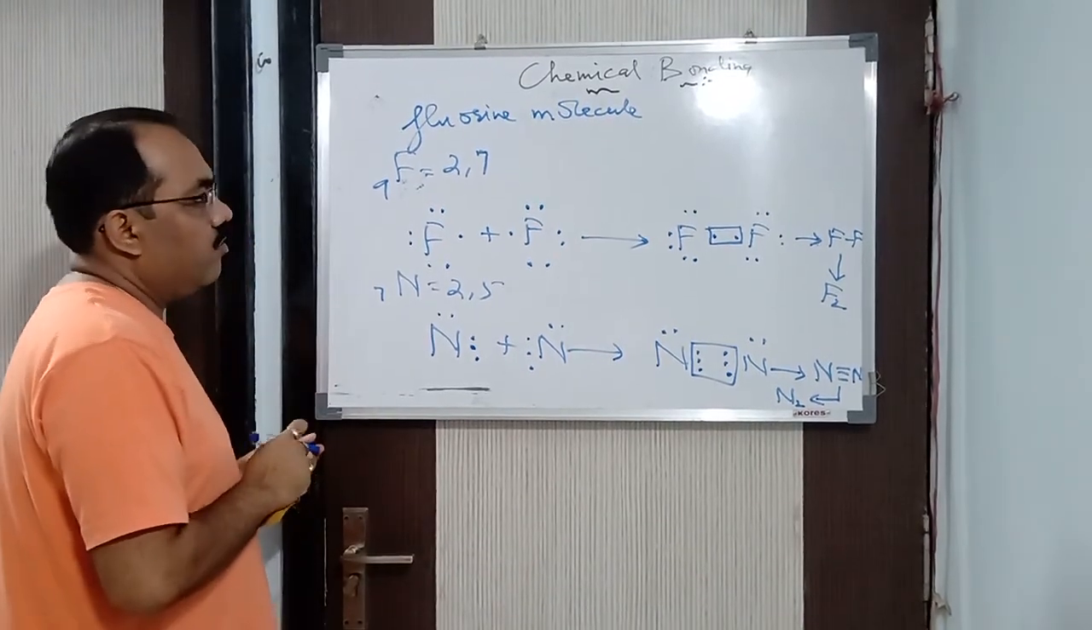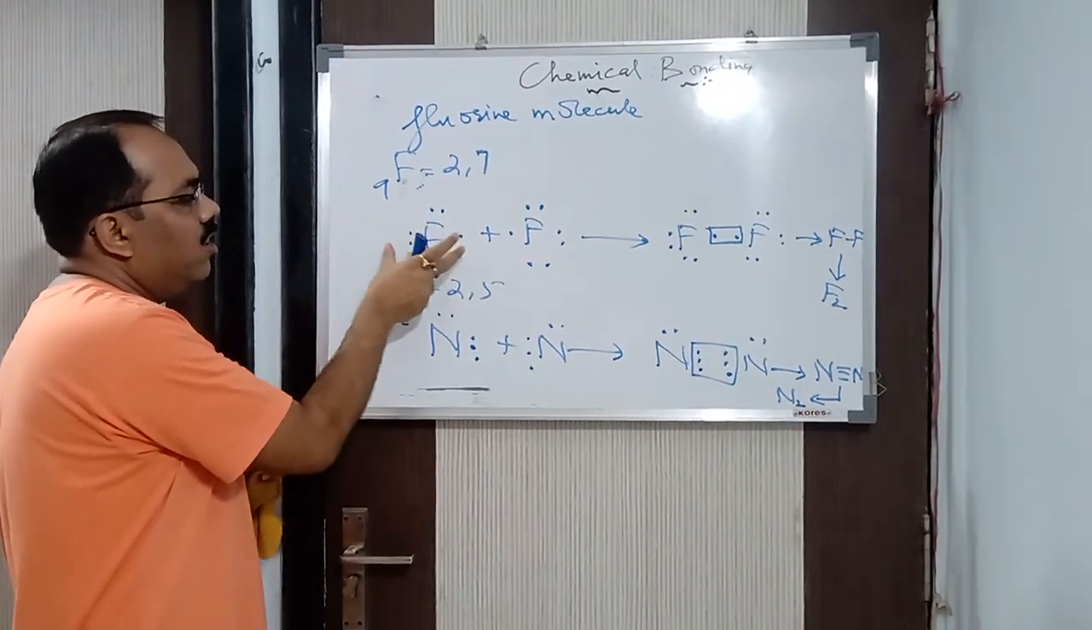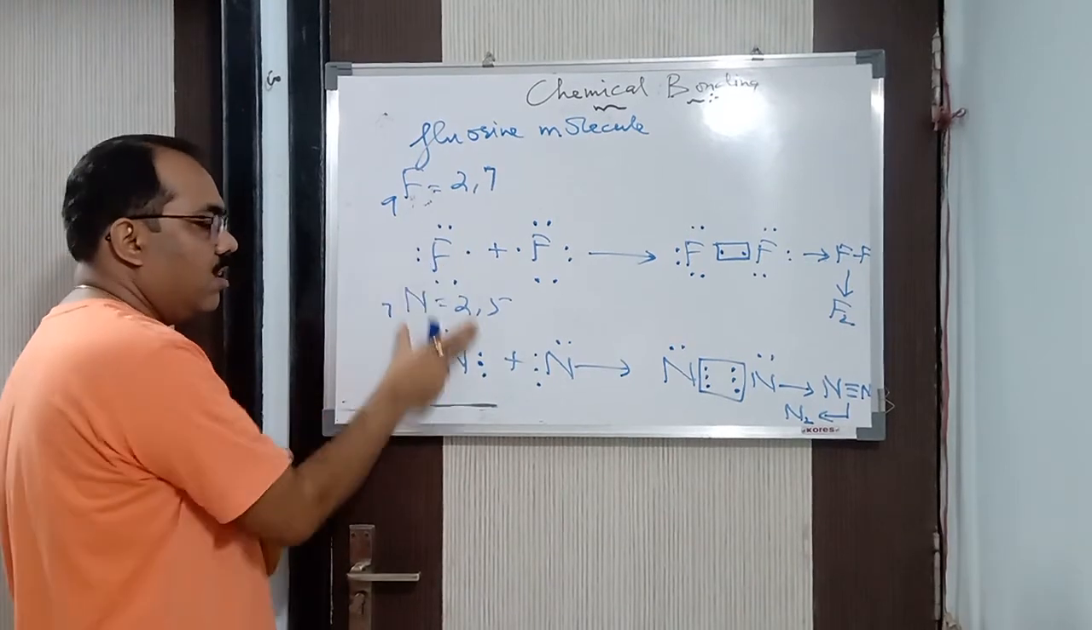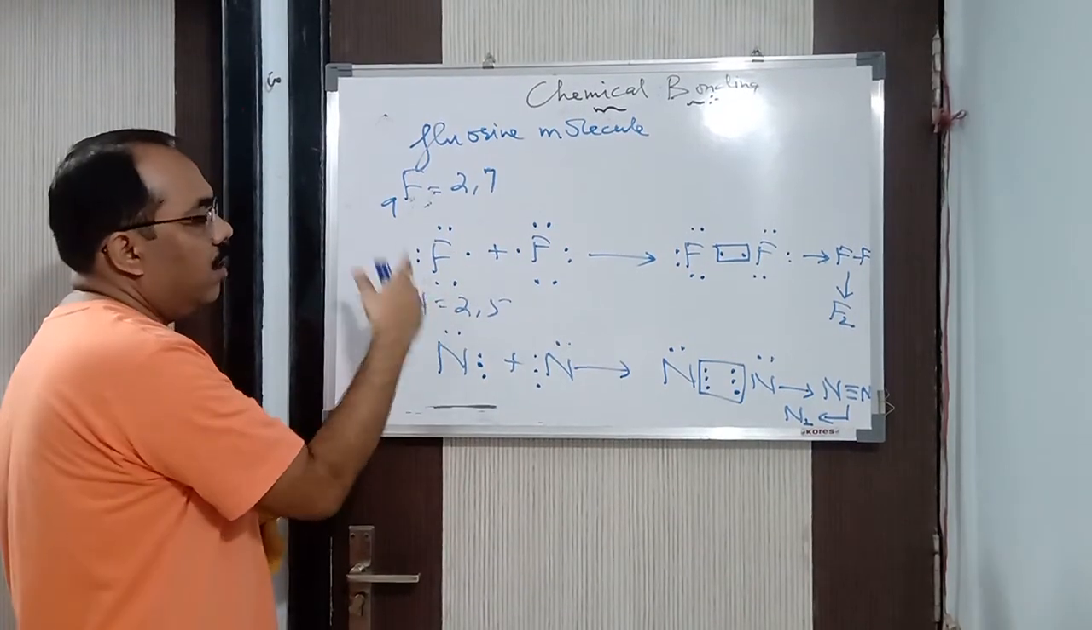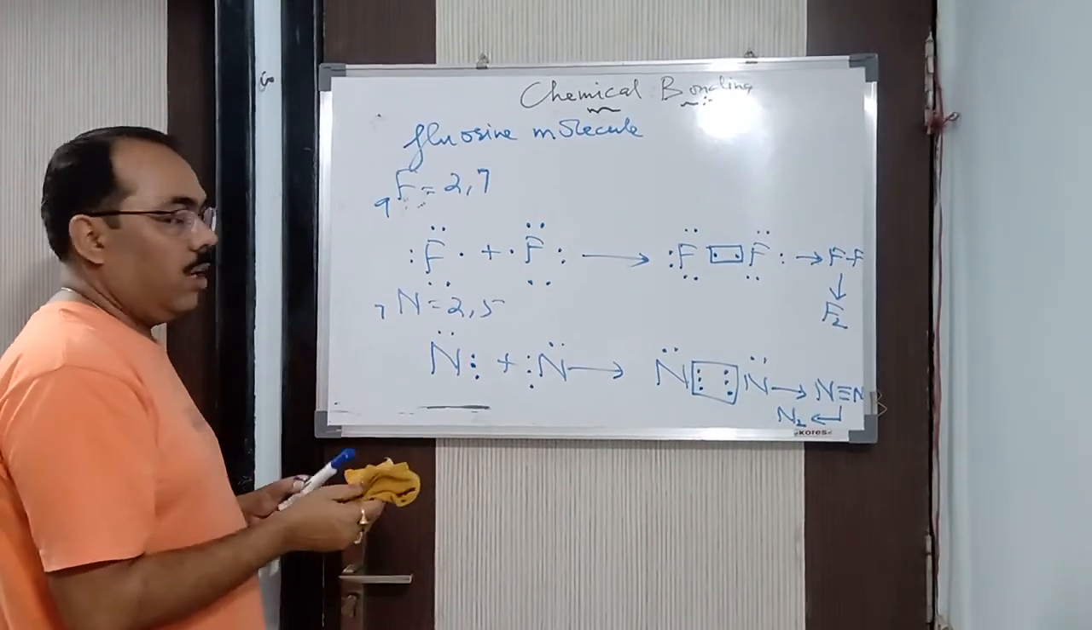So this is nothing but the electron dot diagram for the nitrogen molecule and the fluorine molecule. These are said to be non-polar molecules. What is non-polar, I will come to it. Now let us draw it for some polar molecule. Okay, thank you very much.